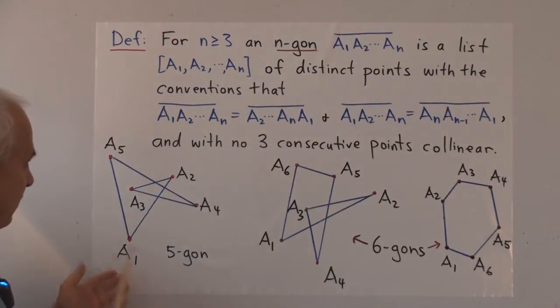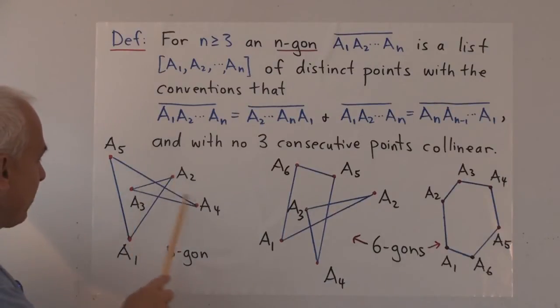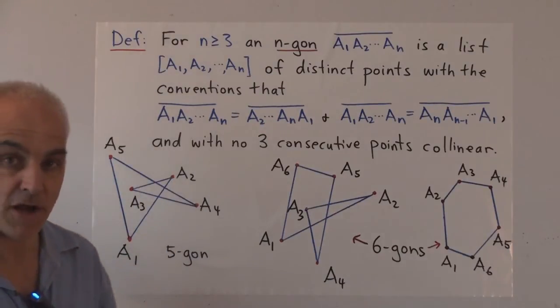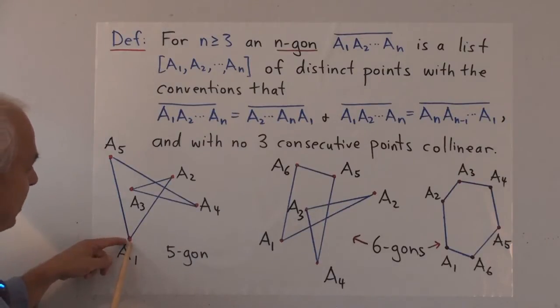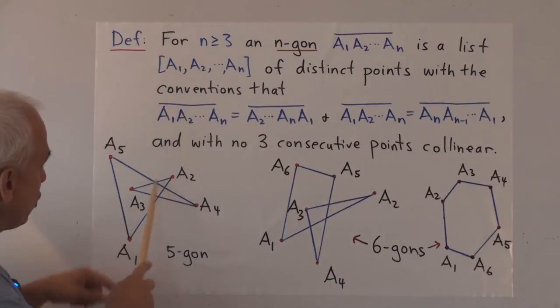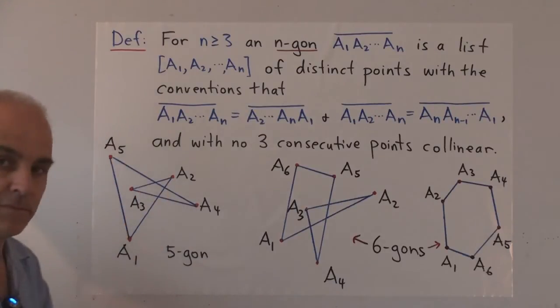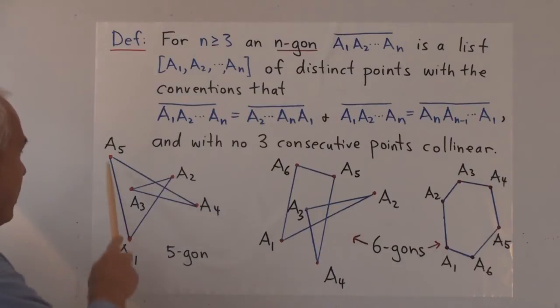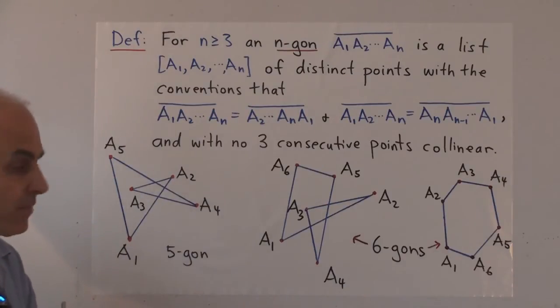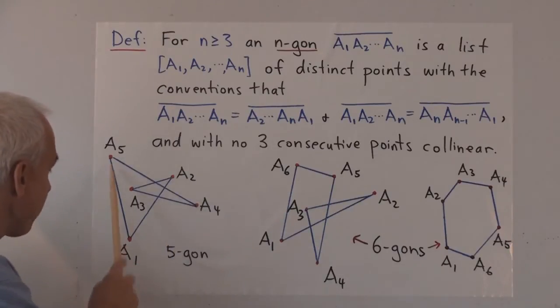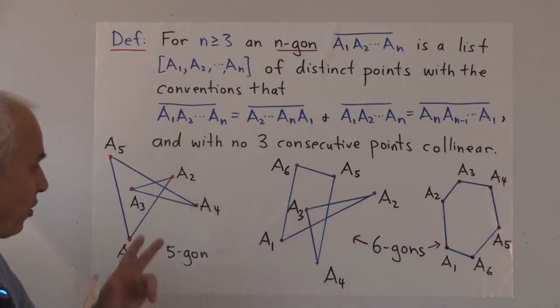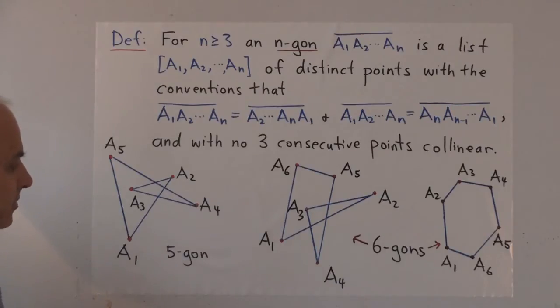So for example, here's a 5-gon, A1, A2, A3, A4, A5. It happens to be non-convex, but that's all right. So that n-gon would be the same as the n-gon A2, A3, A4, A5, A1. Or A2, A1, A5, A4, A3. And the condition is that no three consecutive points are collinear. So A1, A2, A3, they're consecutive. Or A4, A5, A1, they're also consecutive. And no three consecutive points are collinear.